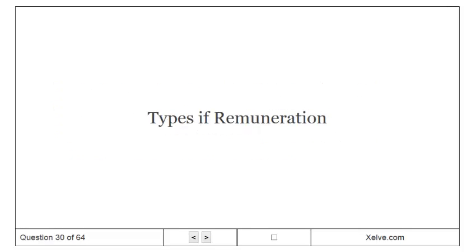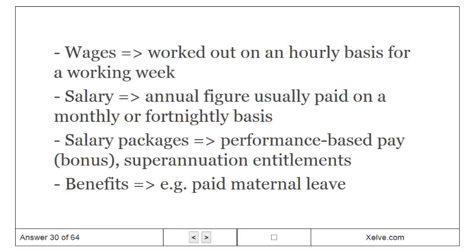Types of remuneration. Wages: worked out on an hourly basis for a working week. Salary: an annual figure usually paid on a monthly or fortnightly basis. Salary packages: performance-based pay. Superannuation. Entitlements. Benefits, e.g. paid maternal leave.